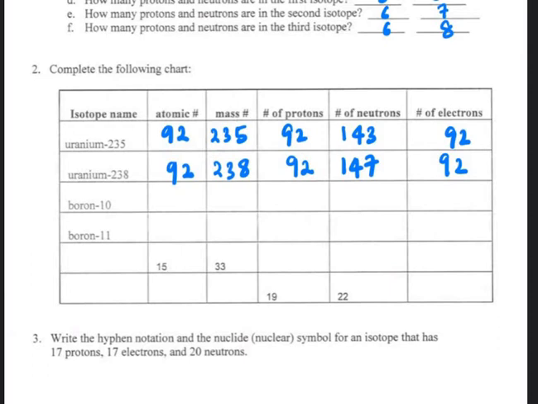Kita ada kat bawah tu boron 10 and also boron 11. So what is the atomic number for boron? 5. So the answer will be the same for boron 11, right? Okay. And automatically apa lagi yang sama untuk mereka berdua? Number of proton and electron. So the mass number for boron 10 will be 10. Boron 11 will be 11. Neutrons berapa? 5. And also boron 11 will be 6.